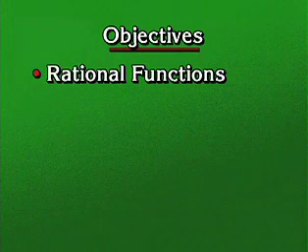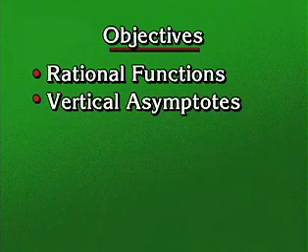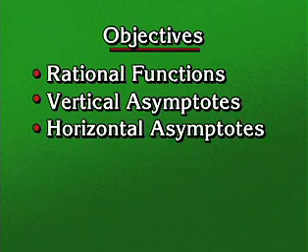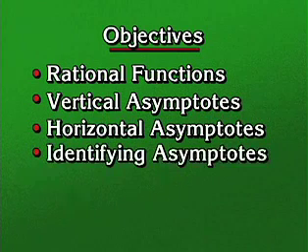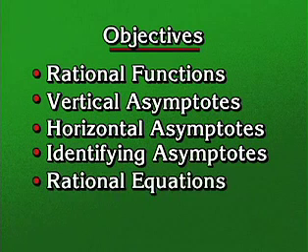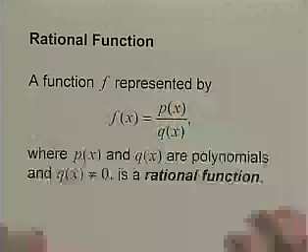Our objectives today are to look at rational functions, consider vertical asymptotes, and then horizontal asymptotes. Then we're going to look at identifying asymptotes. Then rational equations. So let's look first at a rational function.